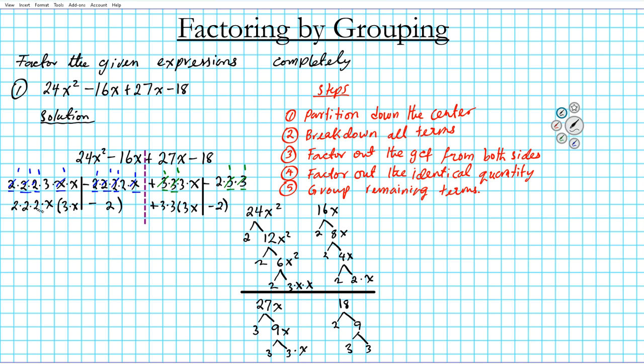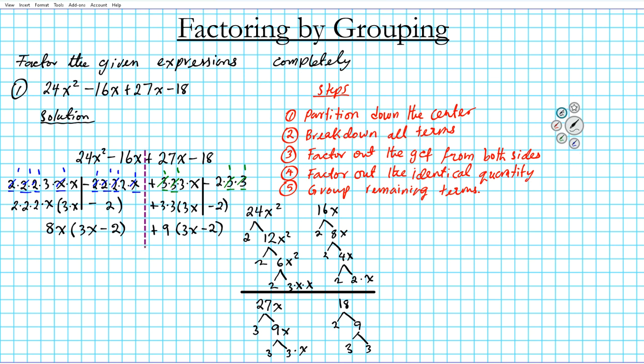Let's put the numbers that we factored out from both sides together. 2 times 2 times 2 times x. 2 times 2 is 4, times 2 is 8, times x. That's 8x factored out. So we have 8x times the quantity 3x minus 2 plus, and then 3 times 3 is 9 times the quantity 3x minus 2. Now what you notice is that we're ready to move on to step number 4.